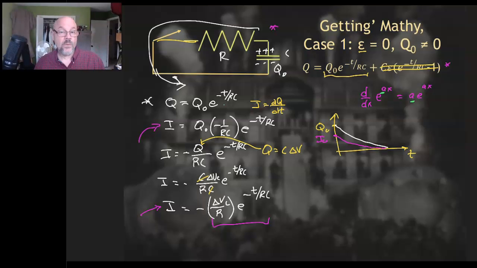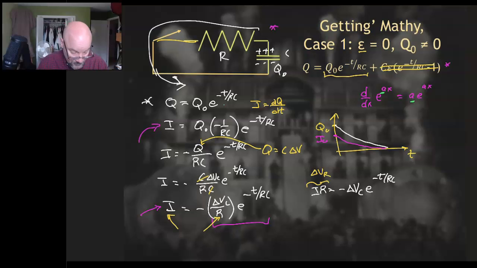Now, there's one more thing that we're going to do with this. I want to take this value for R and put it over here on this side. So I get IR, and that's equal to minus delta VC e to the minus t over RC. Now, this IR right here is my voltage across my resistor. So we could say delta VR is minus delta VC e to the minus t over RC.